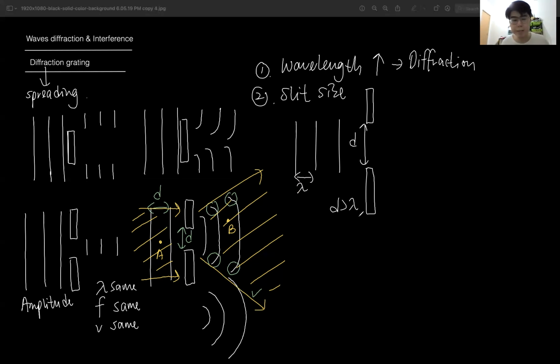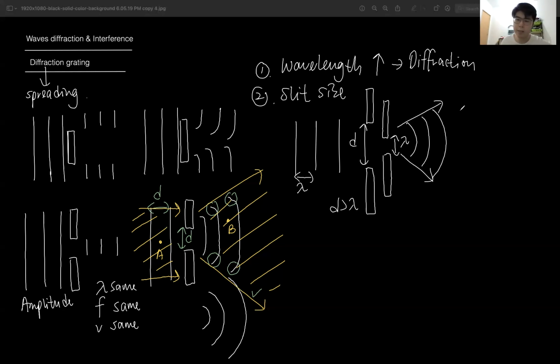There's still diffraction, yes, but it's very small, just a little bit. Now, when we decrease the slit size to the same as the wavelength, the diffraction is going to be stronger because you decrease the size, the spreading is wider, and you get circular waves, right? What if I decrease the slit size more?